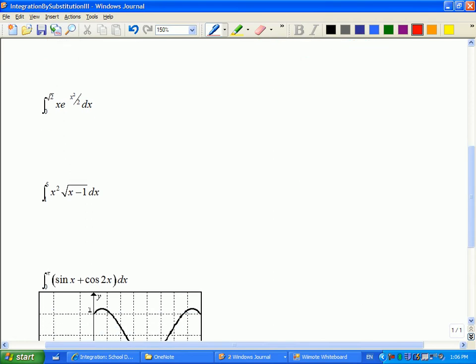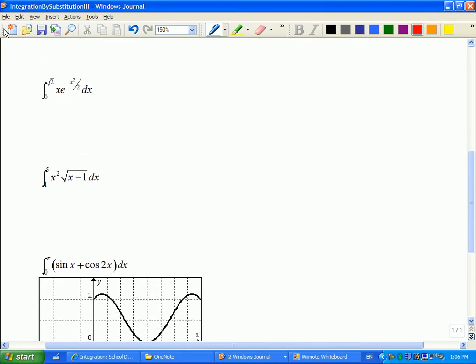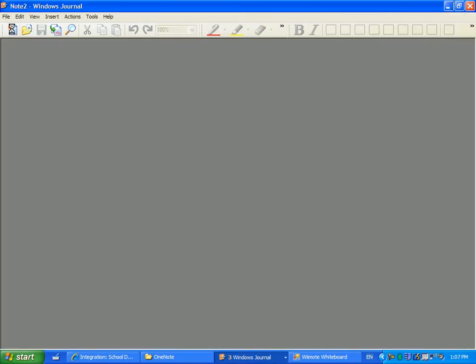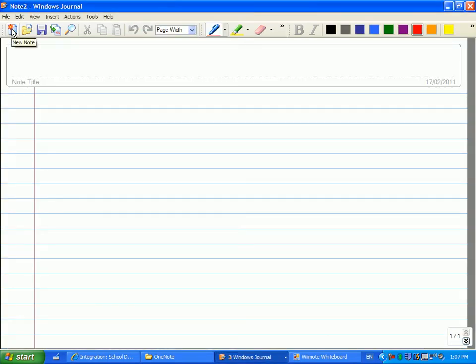I think I'm still going to do this one on a new slide just to make sure it's not too messy. So the integral this time is from 0 to root 2 of x e to the negative x squared over 2.